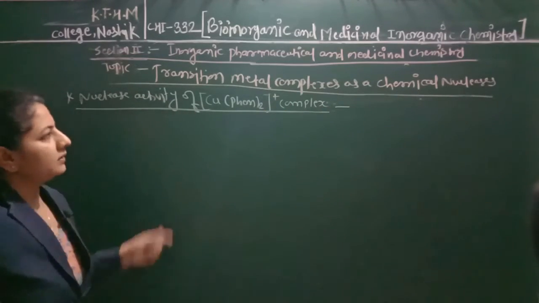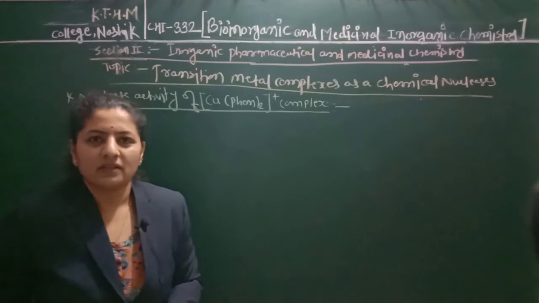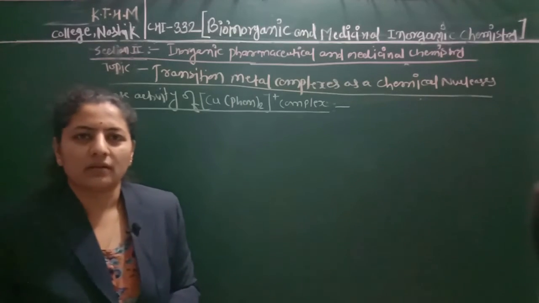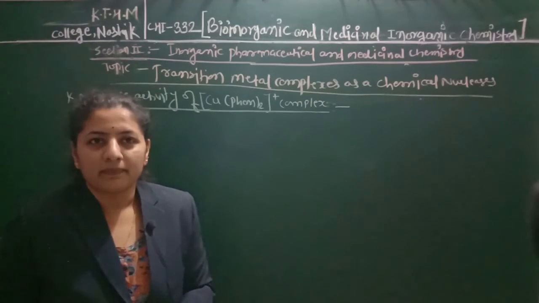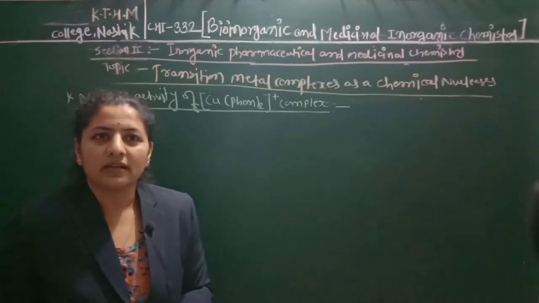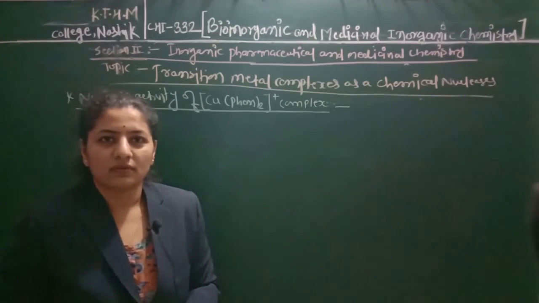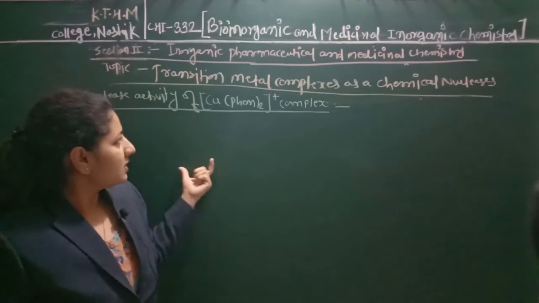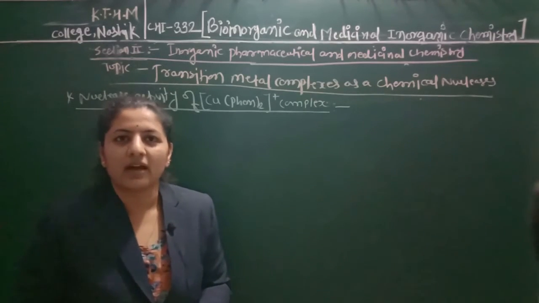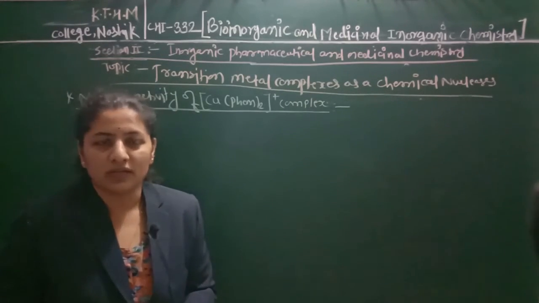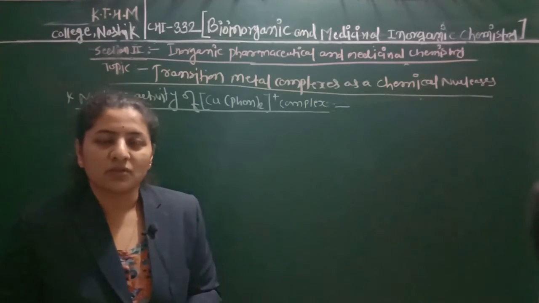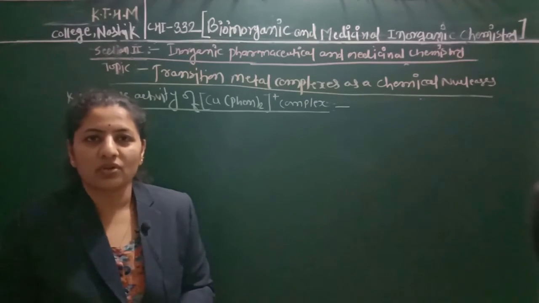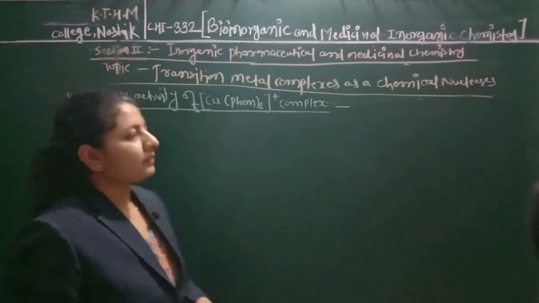As we know, nuclease activity is nothing but a nuclease is an enzyme which can rupture the desired portion or the desired part of the DNA strand. So here, this copper phenanthroline complex is an artificial nuclease which can cleave or rupture a portion of the DNA strand. Let's see.